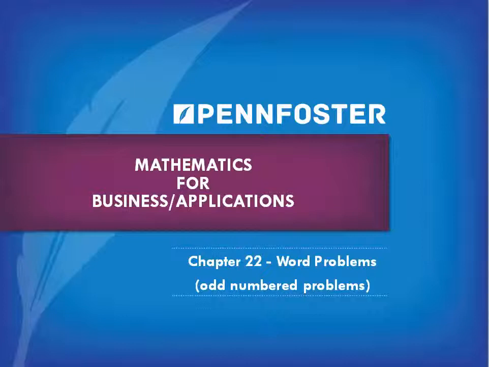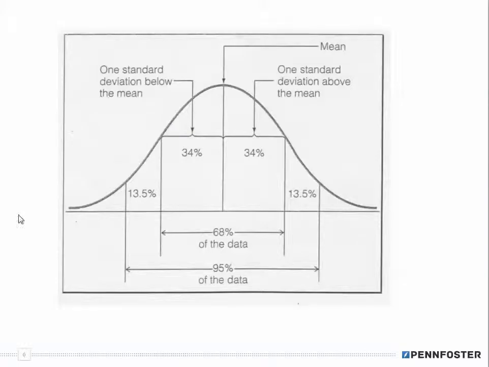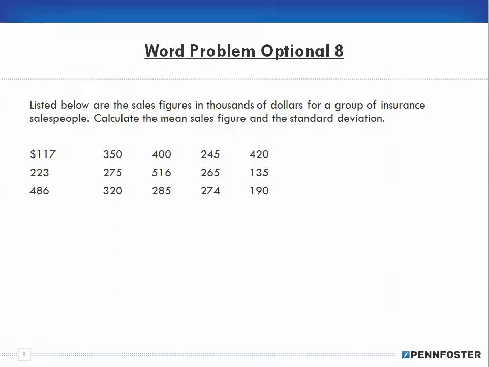Okay, we left off with problem number 7 in the last video, which was working through determining above and below certain points in our normal distribution. Now, number 8 and 9. They're both asking to calculate the mean sales figure and the standard deviation.